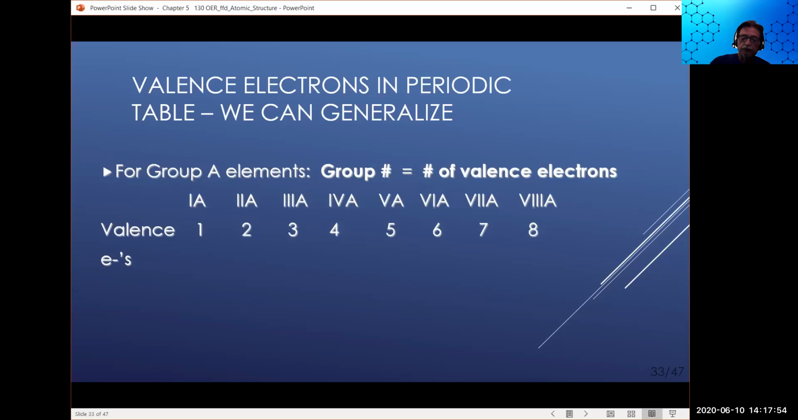All right. So we can use the Roman numerals on top of the periodic table. And this is only true for the A series. If we look at the periodic table, it goes from 1A across to 8A. That group number represents how many valence electrons are associated with that particular element.